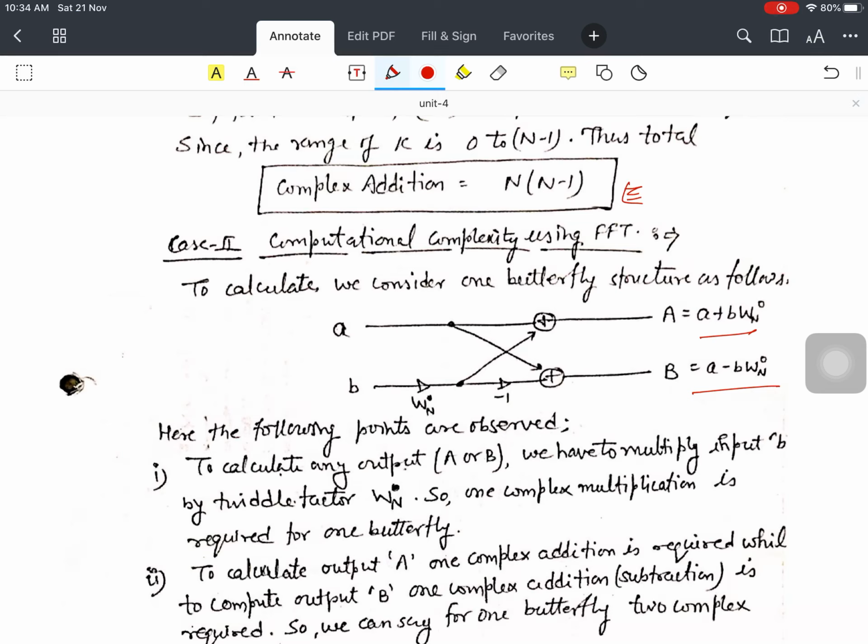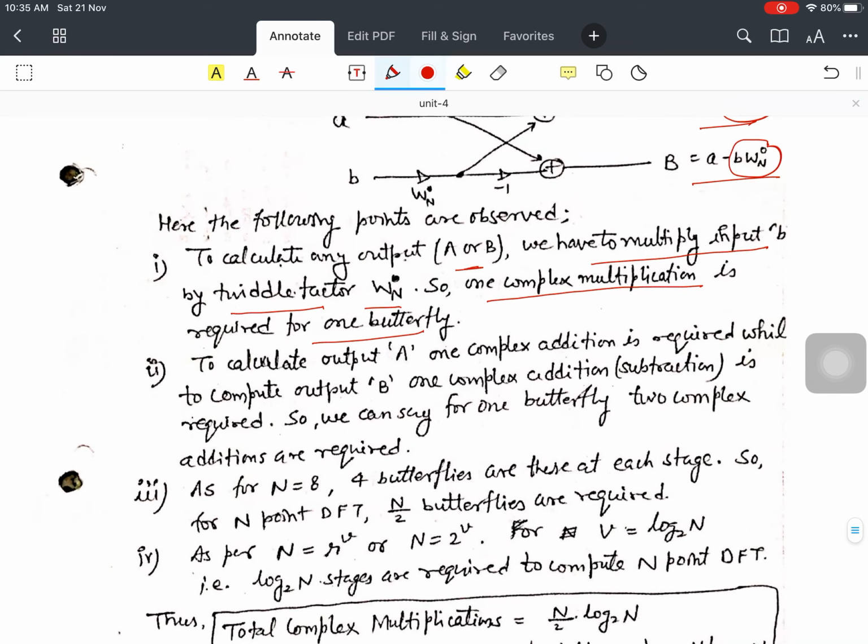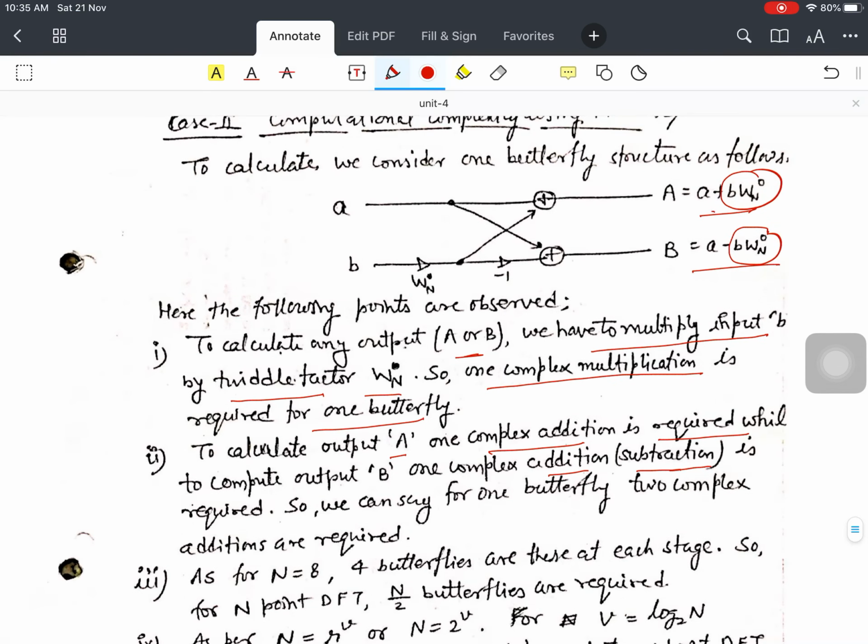To calculate any output A or B, we have to multiply input B by the twiddle factor W_N. So one complex multiplication is required for one butterfly structure. Okay, you can just see over here, only one time you are multiplying this B with W_N. Now, to calculate the output A, one complex addition is required, while to compute output B, one complex addition, that is subtraction, is required. So we can say for any butterfly structure, two complex additions are required, one we are doing over here and one we are doing over here.